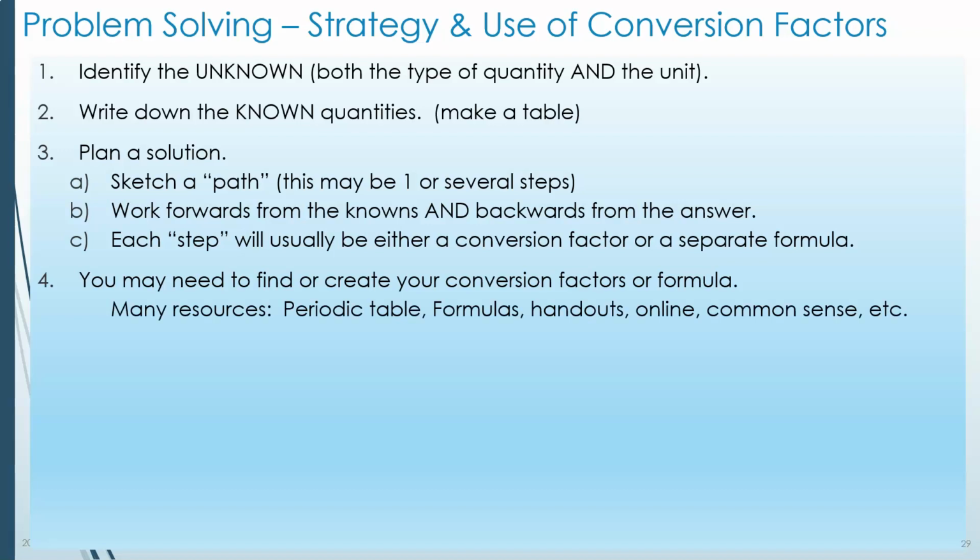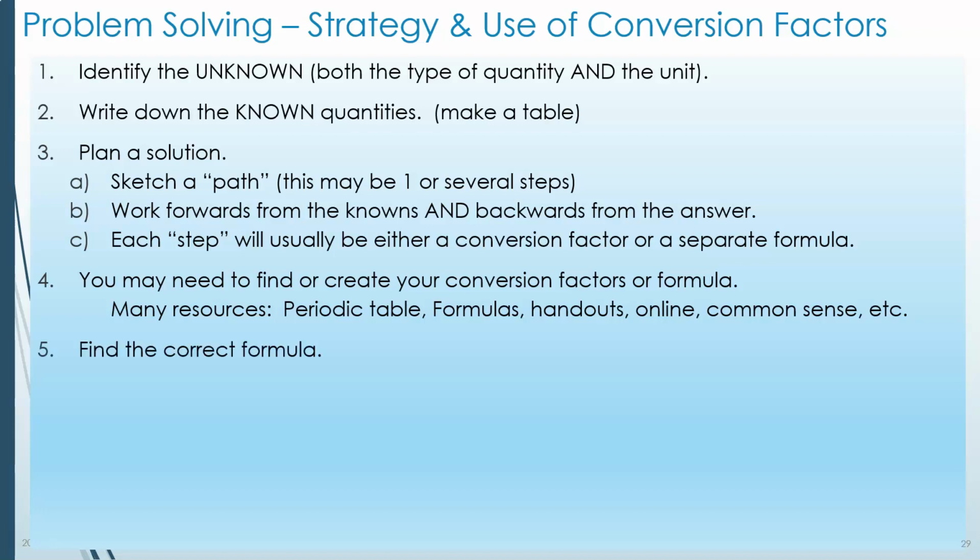In addition to that list, the periodic table is filled with numbers that can, under the right circumstances, be used as conversion factors. There are other conversion factors also on your handout. You can find them online if they're not there, but most of the ones you need, maybe even all, are already in your handouts, or they'll be given to you in the problem itself. Sometimes plain old common sense will tell you what the formula or factor is. For instance, you know there are 60 seconds in a minute, therefore your conversion factor is 60 seconds per 1 minute, or 1 minute per 60 seconds.